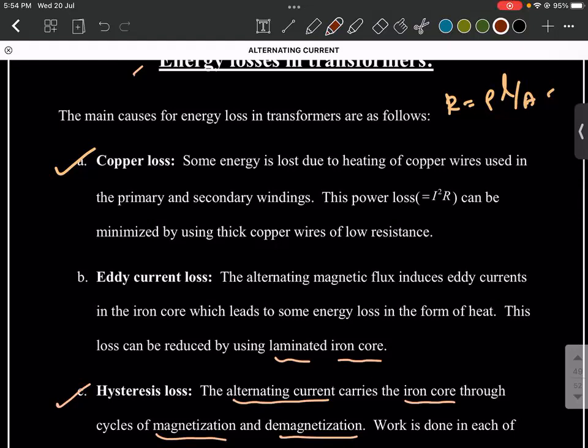It's only a 10-minute concept because I don't think I can do it today. But have this in mind. Okay, eddy currents. Why is it happening? Because of the alternating magnetic flux, which induces eddy current in the iron core, which leads to some energy again being lost in the form of heat only. Wherever current and resistors are involved, definitely there will be heat loss. But how can you prevent the eddy current loss? First step itself we saw: by using a laminated iron core.